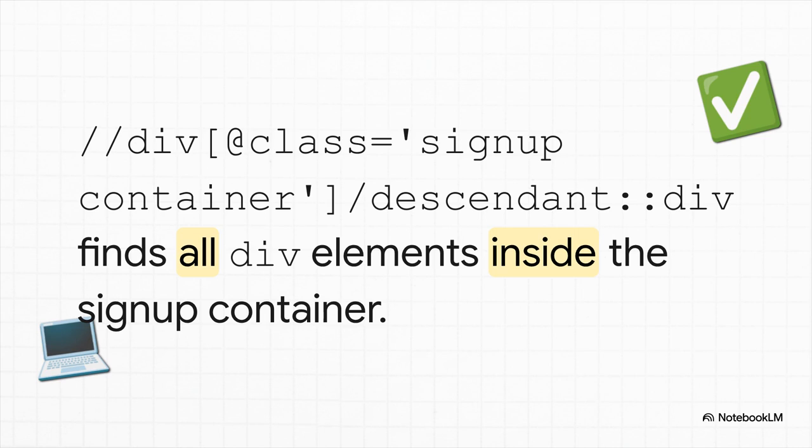Let's make this real with an actual example. What we're telling XPath right here is, okay, first things first, find me the div that has the class signup container. Got it? That's our starting point. Then, from that point on, find me every single div that exists anywhere inside it. Doesn't matter how deep. It's simple, it's powerful, and it's super direct.